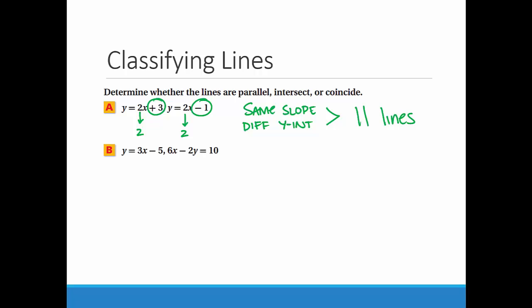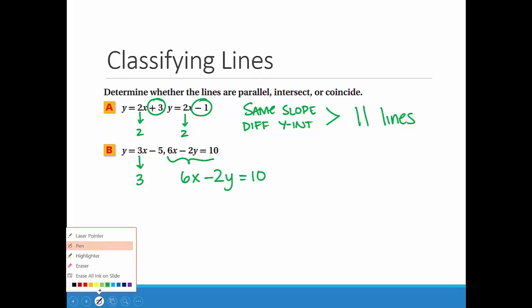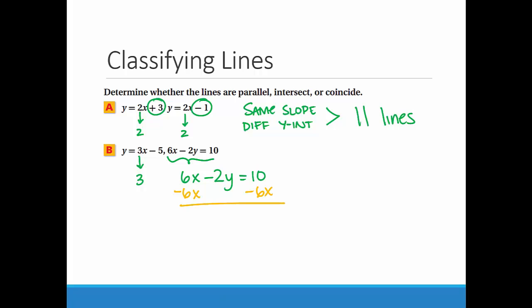So the next one, the first part, I give you a nice easy y equals mx plus b. The slope is 3. But this over here, we can't tell what the slope is. So we have to put this into y equals mx plus b form. So if I have 6x minus 2y equals 10, I want to get y by itself. So the first thing I'm going to do is take away the 6x from both sides. Negative 2y equals negative 6x plus 10. And then divide everything by negative 2. So now I get y equals positive 3x minus 5.